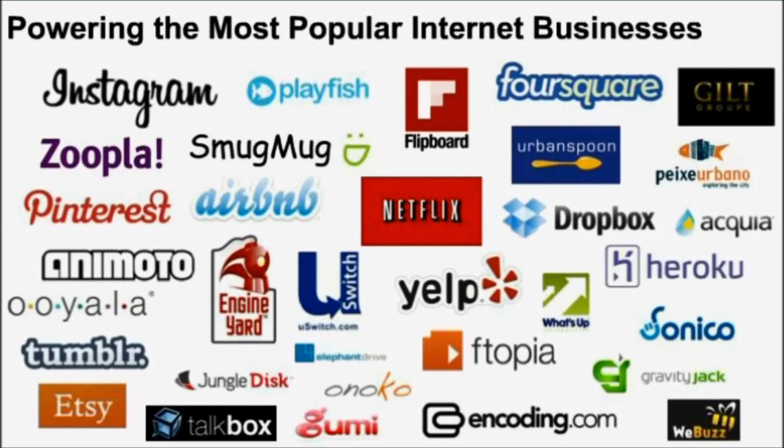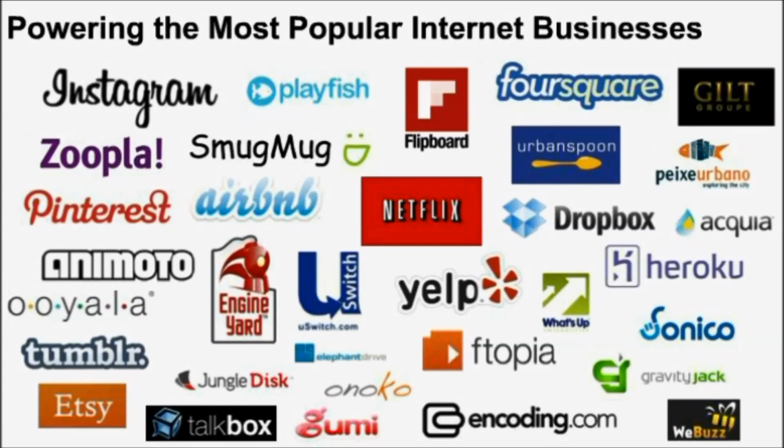So here's a slide that has some logos from some of the most popular internet businesses. So you see things on here like Instagram and Pinterest and Netflix. The interesting thing about these businesses, all these logos on this slide, is that many of them have in common that they would not have been able to grow at the rate that they've been able to grow without having an elastic infrastructure behind them, like Amazon Web Services. They would have had to spend a lot of time procuring servers, hardware, racking it, dealing with all that.